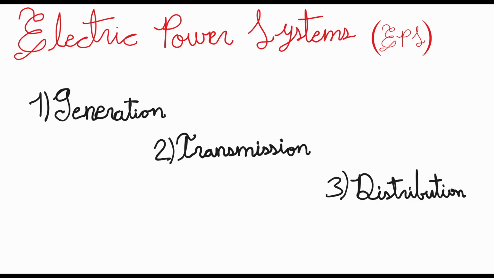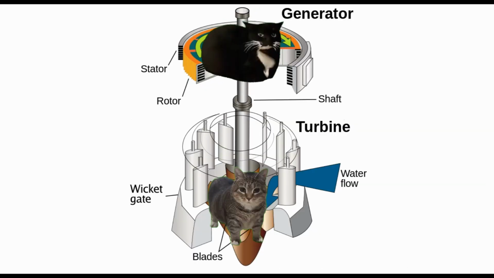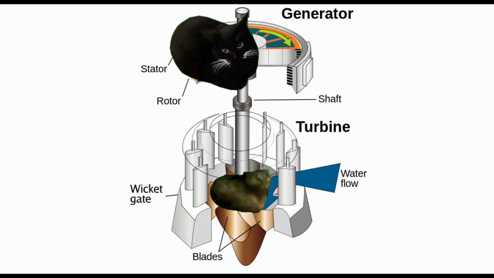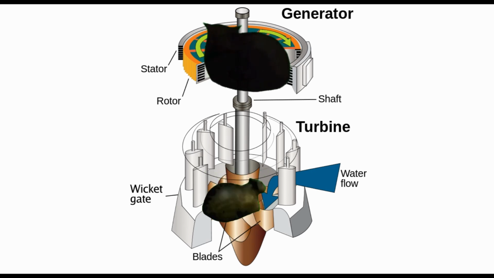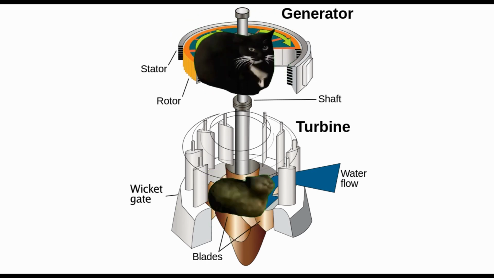Electrical power systems have three parts: generation, transmission, and distribution. Only a turbine and a generator are needed to generate electricity. The turbine's movement interacts with the generator. A generator consists of a rotor, two magnets, and a stator.